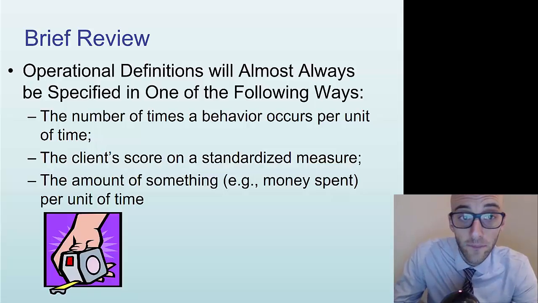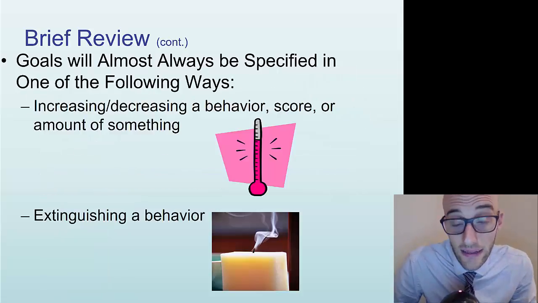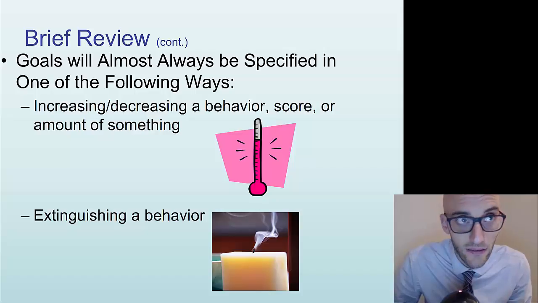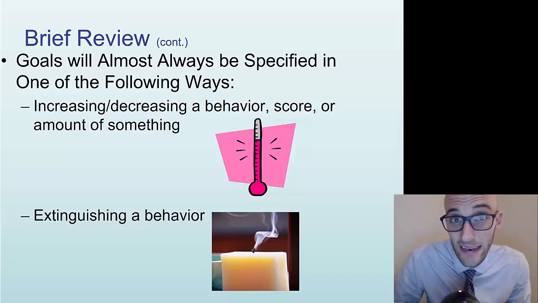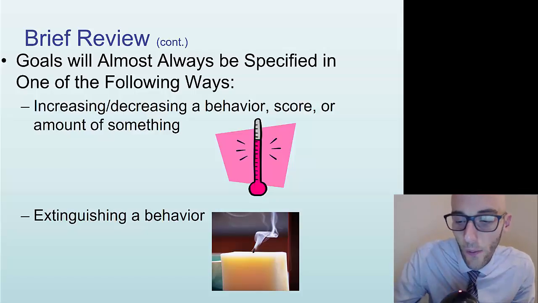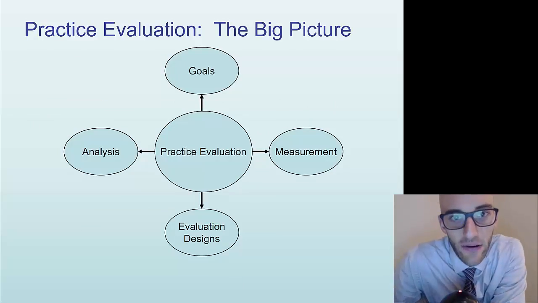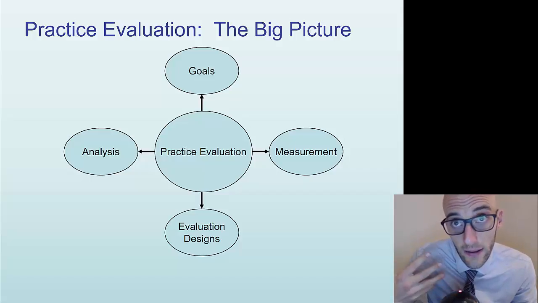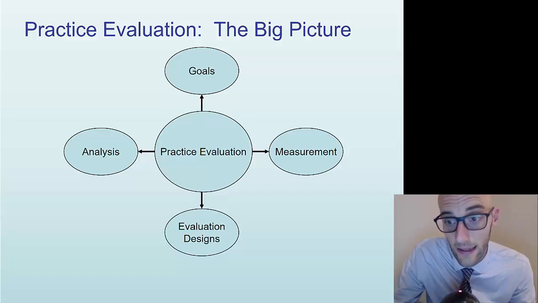It could also be the amount of something, money spent per unit of time for somebody who had impulsive spending problems, for instance. And as we come up with goals based on those operationally defined problems, we're always going to want to try to increase or decrease that operationally defined problem, or potentially extinguish it altogether. So if it's something like smoking cessation, probably a good idea to try to get down to zero as best as you can. So regarding the big picture practice evaluation, we're going to be looking at goals, measures, evaluation design, and ultimately analysis. So hopefully within this module, I'll pull it all together.